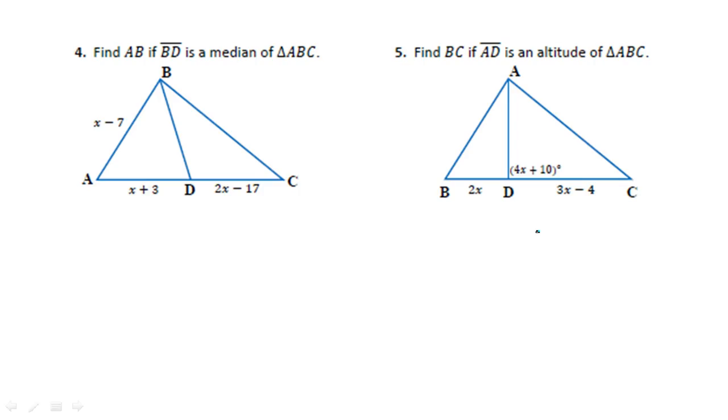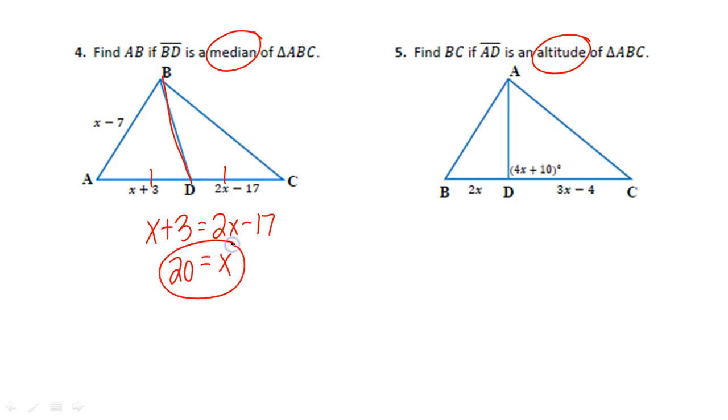Okay, next two examples. We're going to practice using our vocabulary words, median and altitude. Find AB if BD is a median. That means it's cutting this opposite side in half. It's going to the midpoint because it's a median. That means we can set those equal. Subtract x to get x on the right hand side, add 17 to get 20. Now to find AB, you're going to plug in 20 for x, so you'll get that AB is 13.